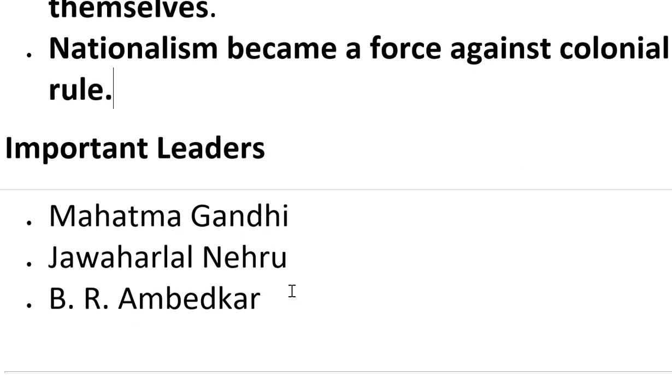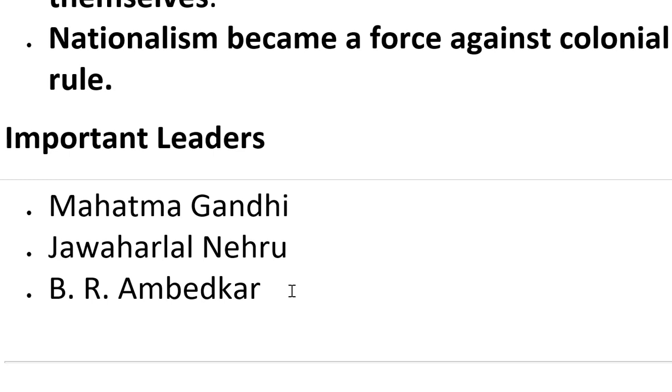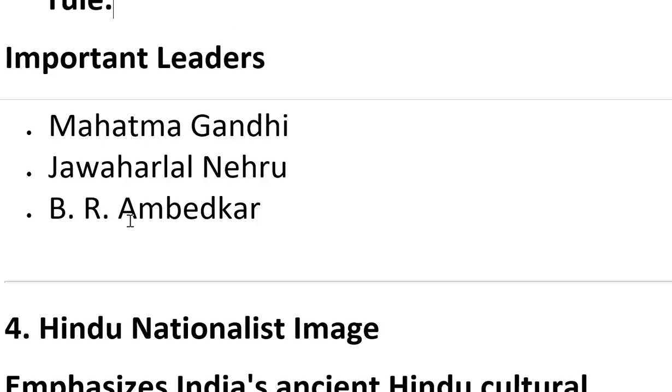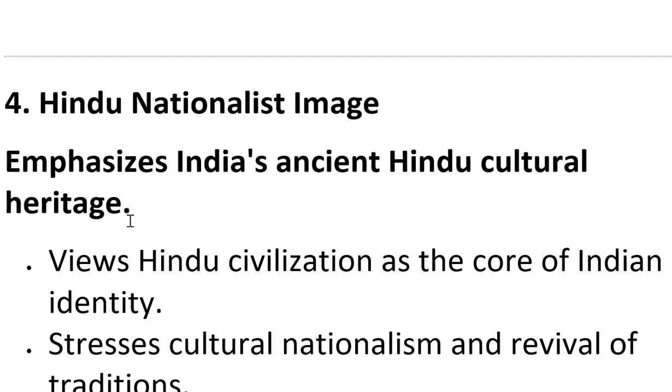Who were the important leaders who stood for the nationalist view of India? Who portrayed a kind of nationalist image of India? Yes, Gandhi, Nehru, and Ambedkar. These three men stood for a kind of nationalist view of India.